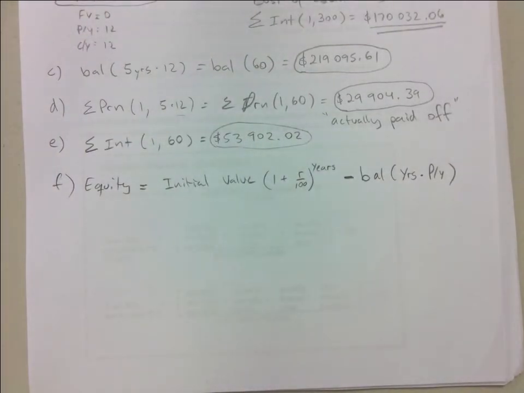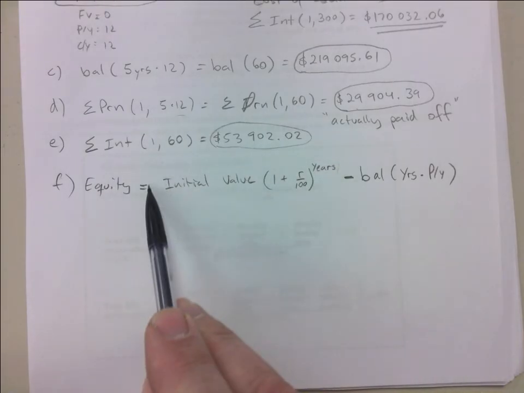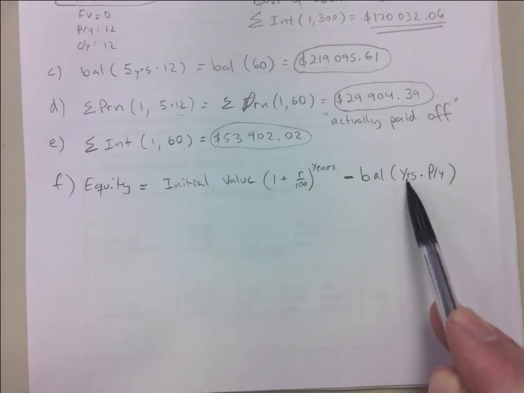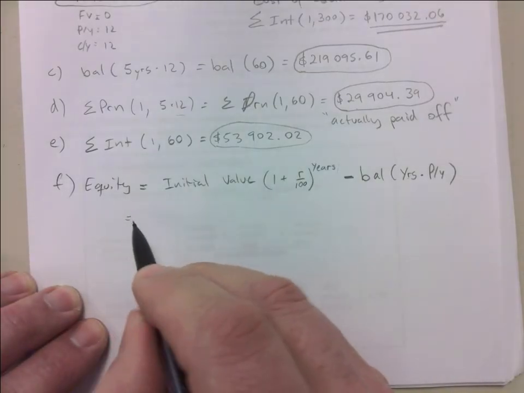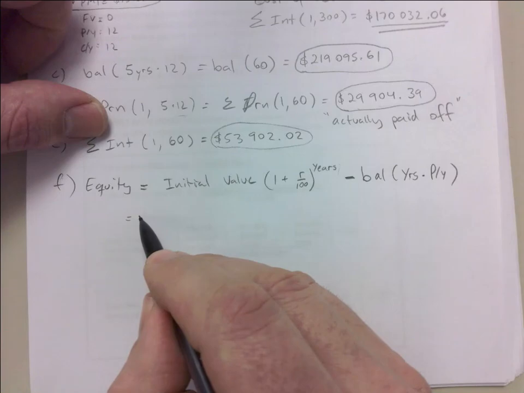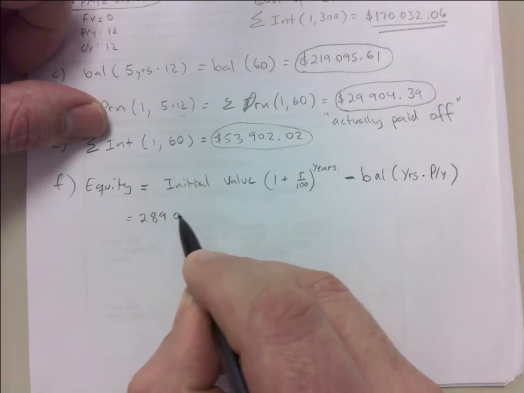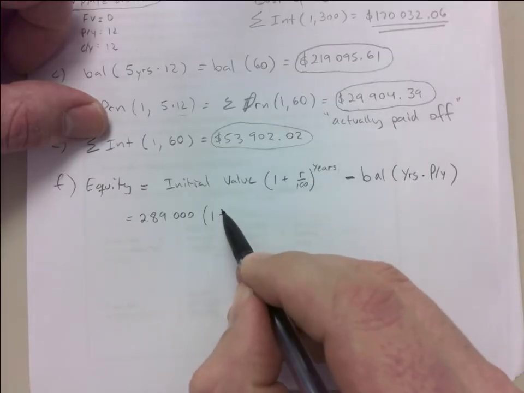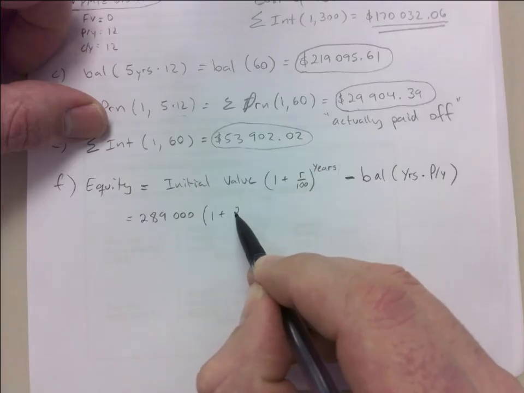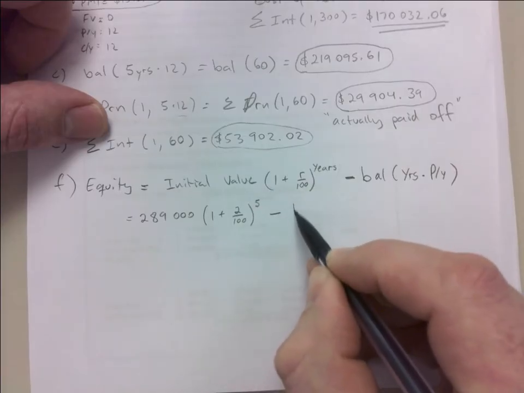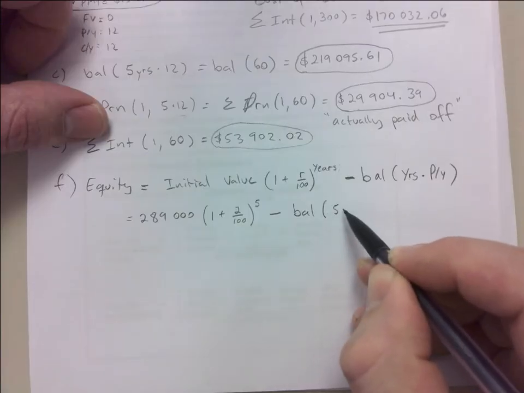Now, the province could break this down. I need you to understand that. This is going to give you the value, in this case, in 5 years. This is going to give you how much you owe them in 5 years, right? So, how much is the house worth at the beginning? 289,000. This one you can just, I'm going to go 1 plus 2%, 2% divided by 100, right? To the power of 5 years, minus balance of 5 years times 12.